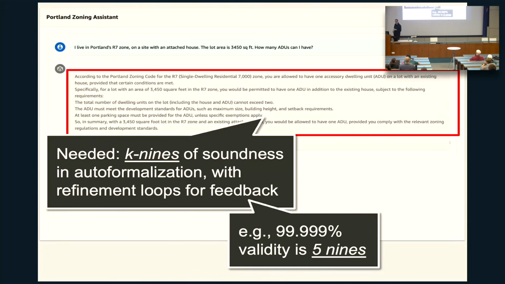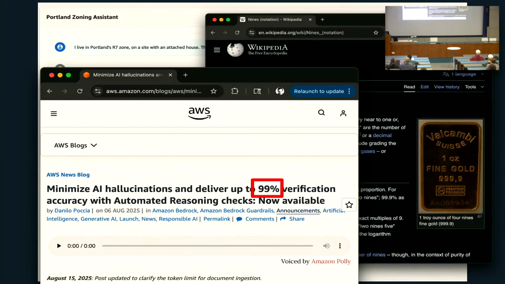And this is very common in the cloud distributed systems world for availability and for durability, right? So different AWS services will publish their nines. How available are they going to be, right? And it's an important thing that customers take a dependence on. And so it's actually a fairly common concept.